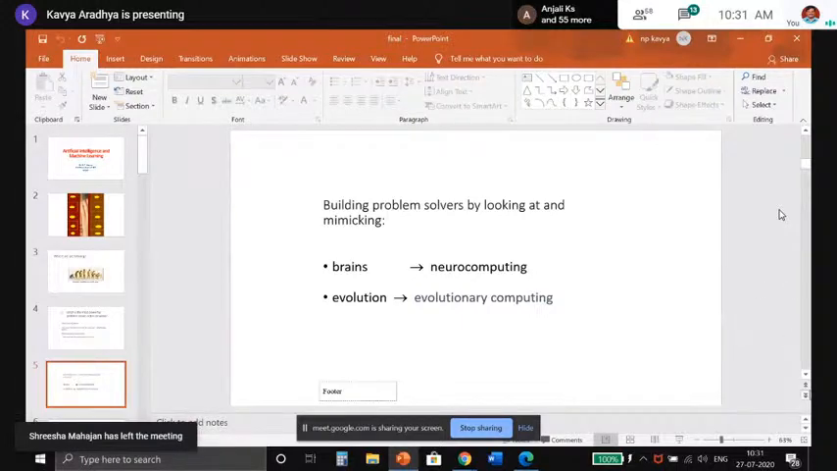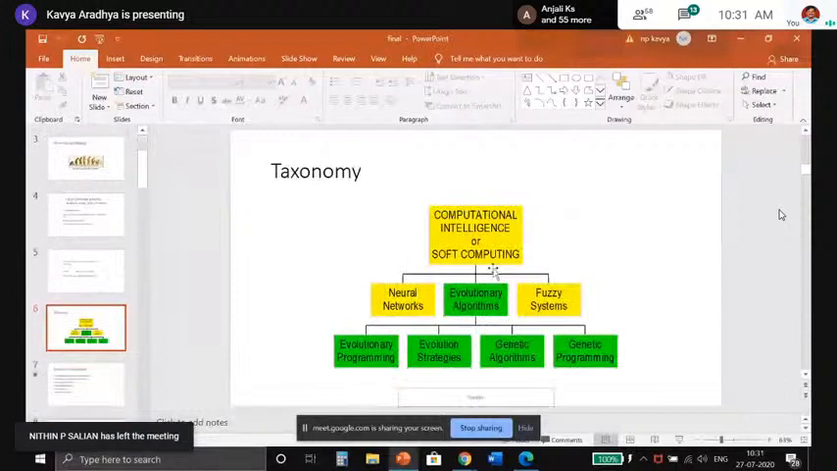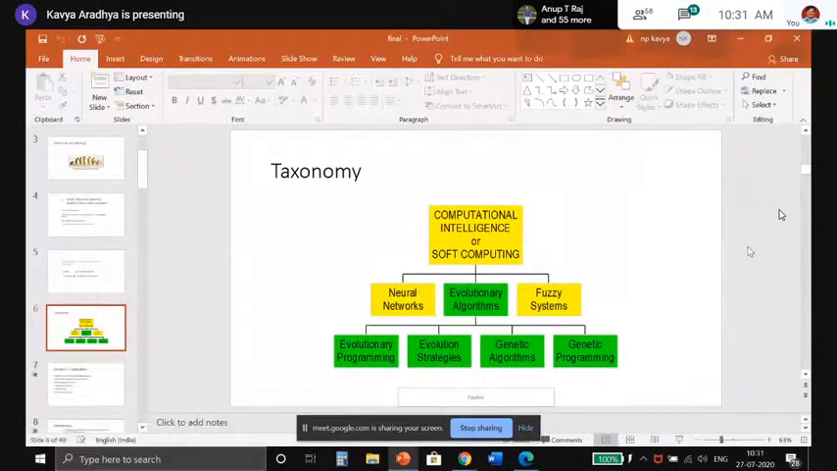That is one big application these days. So the next slide is about taxonomy. As you know, the meaning of taxonomy is technical classification. Okay, technical classification, we call it taxonomy.